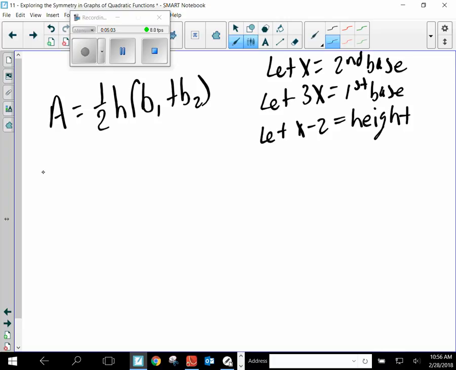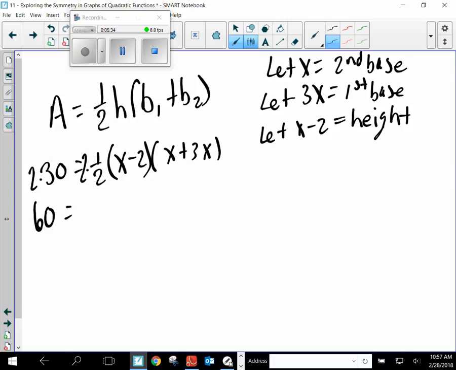I know my area is 30 inches, 1/2 times the height. Now, what do you think I have to put around the height? Hopefully you're saying parentheses, yes. Okay. Now this 1/2 out in front, I don't know about you, but it's kind of annoying because I'm eventually going to have to distribute it. One way to get rid of it right away so I don't have to worry about it is just multiply both sides of the equation by 2. So 60 equals, and now I have x minus 2, and then notice I have x plus 3x. Well, that's just 4x.